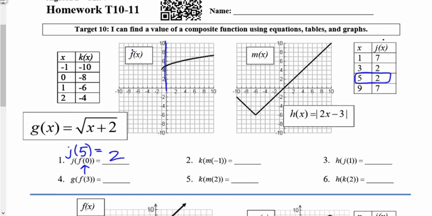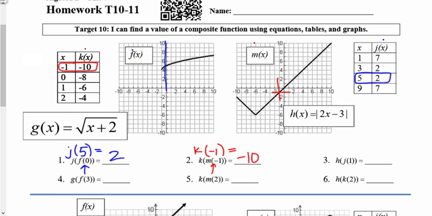K of m of negative 1. So I'll first do m of negative 1. Where is my m relation? Right here, it's this graph. M of negative 1 is right there. That y value is negative 1, right here. So then I work my way to the outside and I do k of negative 1. K is over here, and k of negative 1 is negative 10. So negative 10 would be my final answer.